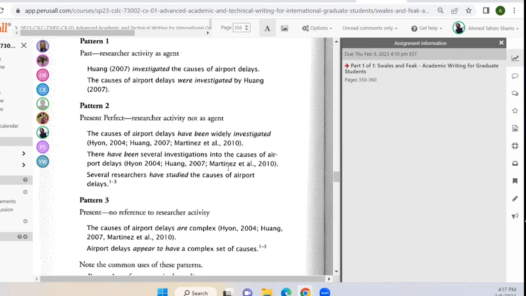So, perhaps what you mean is that one is focusing on the person, another is focusing on the activity. Do we get these two differences? Several researchers have studied that. Now, time is not important here. When I'm saying several researchers have studied the impact of COVID-19, time is not important, the activity is important. So we are expecting what the study is. But if I use has investigated, that means I'm focusing on the person.